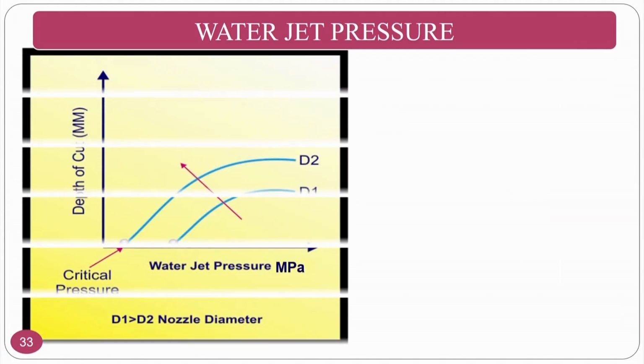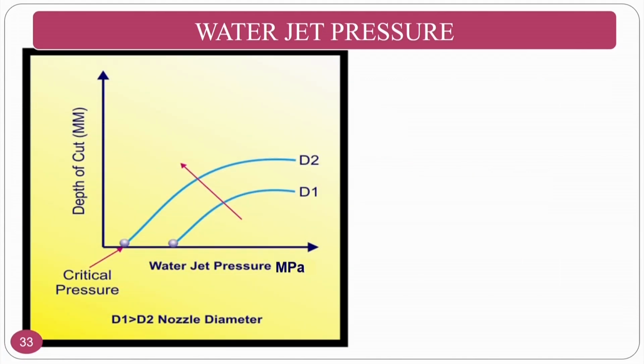Regarding water jet pressure, the critical pressure is nothing but the point where the material removal is yet to start. As you increase the water jet pressure, the kinetic energy of the particles will increase, and that is why the depth of cut will increase. Normally, if you see D1 and D2, if D1 is more than D2, the depth of cut is more. That means if your diameter is more, the width of the cut will be increased.